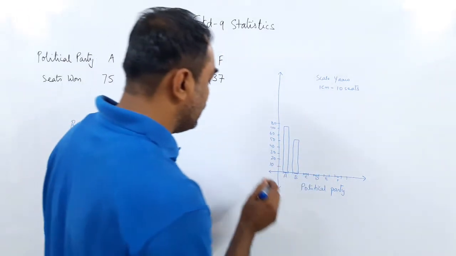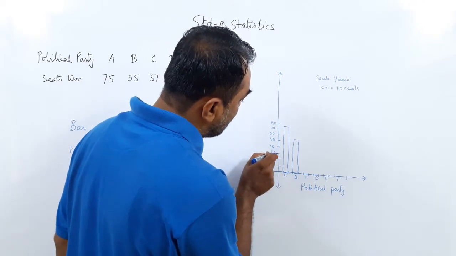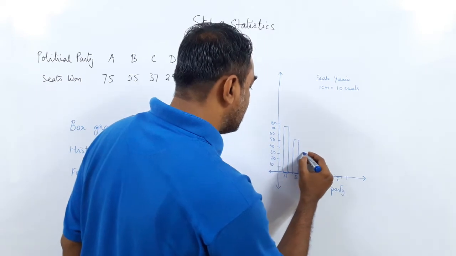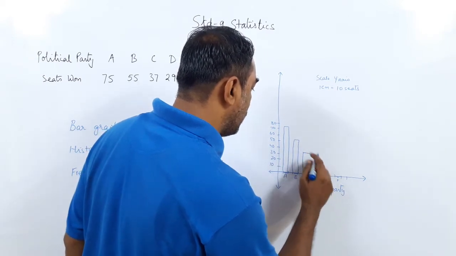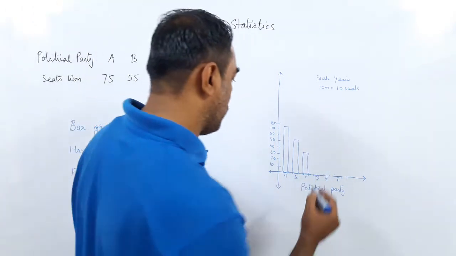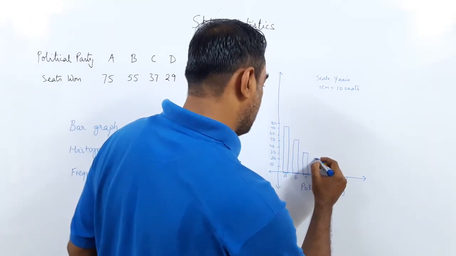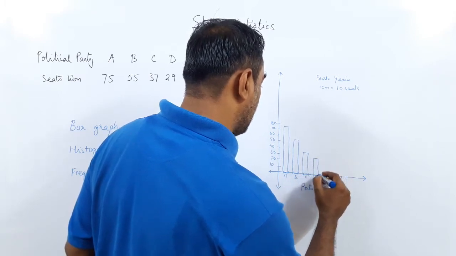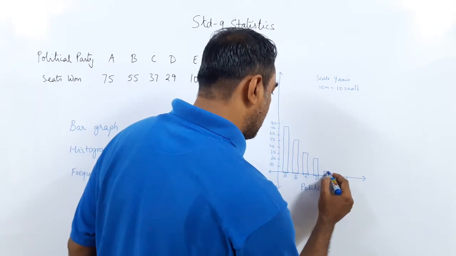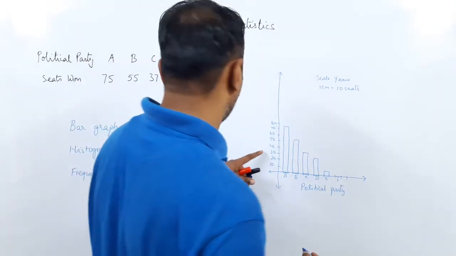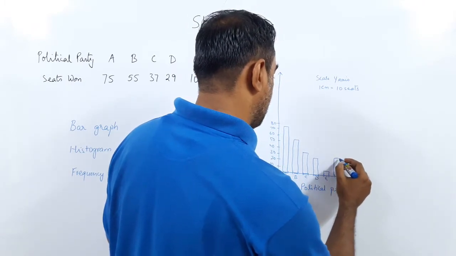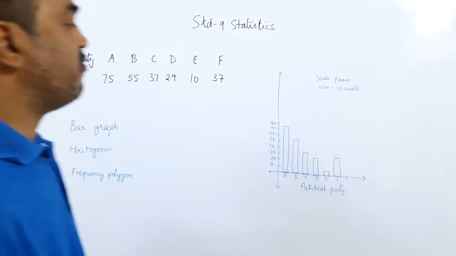C is 37. So now how will you go for 37? There is a gap of 10 and there are 10 lines in between. So 1, 2, 3, 4, 5, 6, 7. The seventh line will be your 37. Then D is 29. So 29 is one line below 30. E is 10. So just 10. And F is 37. So again we have 37 at the same height. So we have shown this in the form of a bar graph.